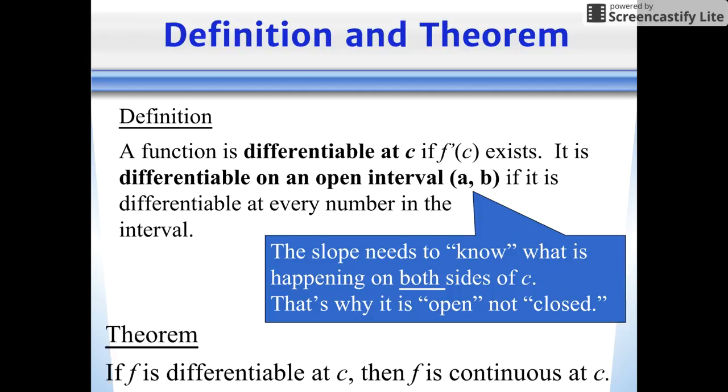And then there's the theorem. If f is differentiable at c, then f is continuous at c. From now on, if I say that a function is differentiable, then you should already know that it is continuous. But not all continuous functions are differentiable. That's like having a cusp.